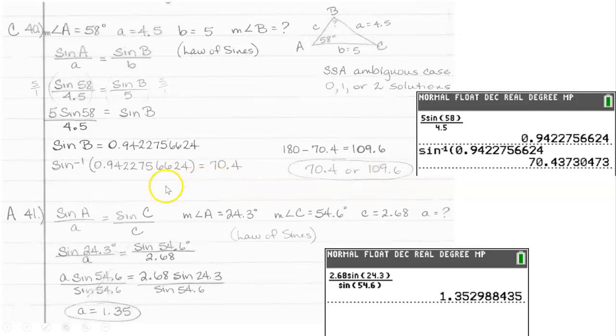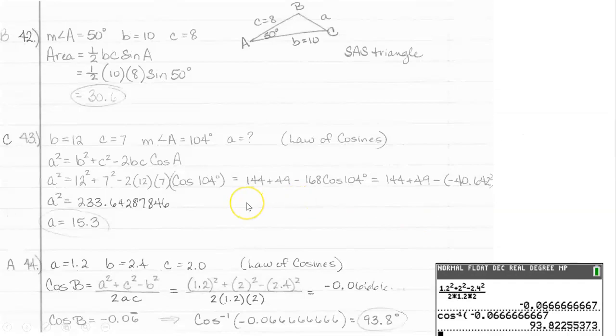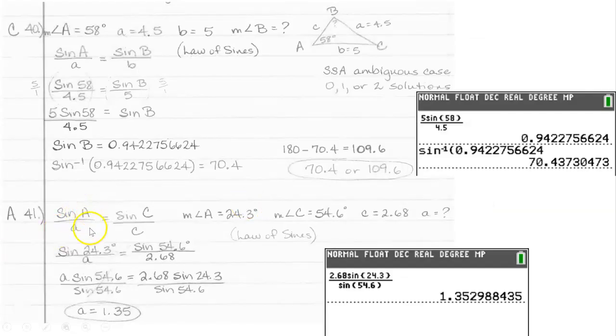All right, then for 41, they told us that the measure of angle A is 24.3 and the measure of angle C is 54.6 and side C is 2.68, and they want us to find side A. So again, I'm going to use law of sines. So sine A is to A as sine C is to C. And I filled in the three pieces that we knew, and now I'm going to cross multiply. So that gives me A times the sine of 54.6 is equal to 2.68 times the sine of 24.3.